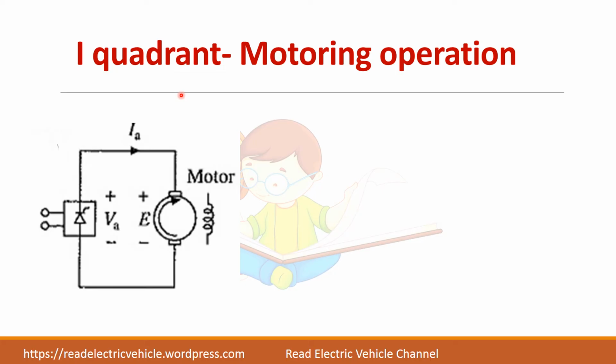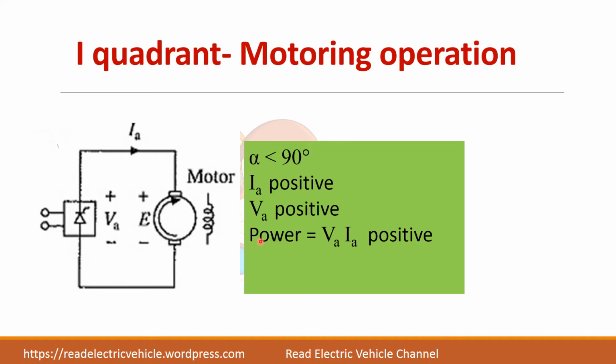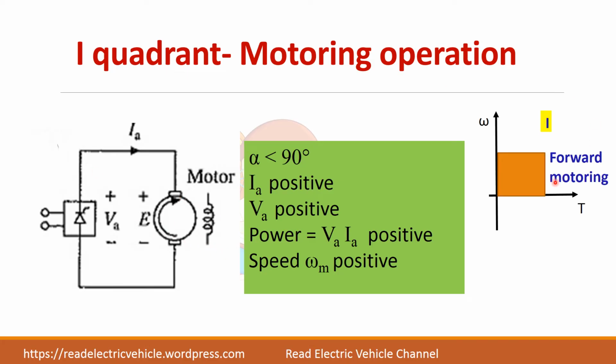So for motoring operation, we know alpha should be less than 90 degree. IA will be always positive because this is a thyristor, which can carry current only in one direction. VA is positive for alpha less than 90 degree. So power is positive and speed is also positive. So you are getting forward motoring operation.